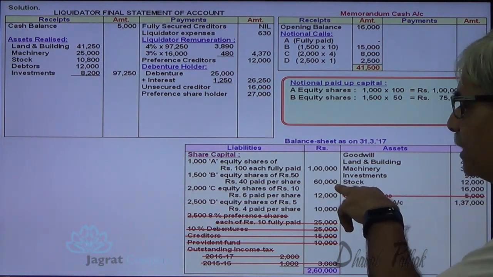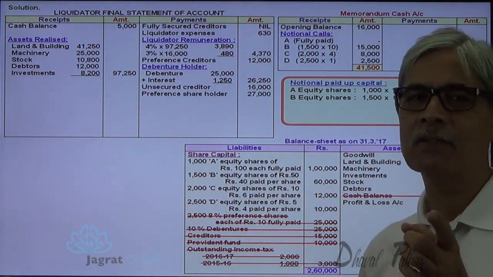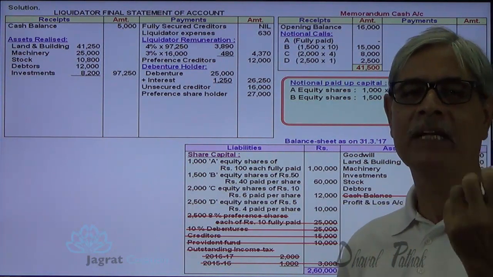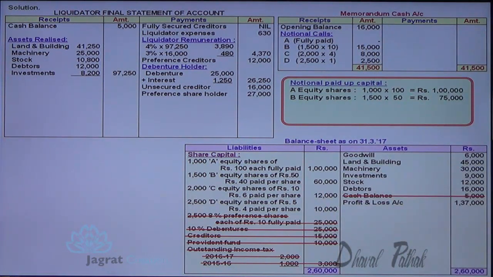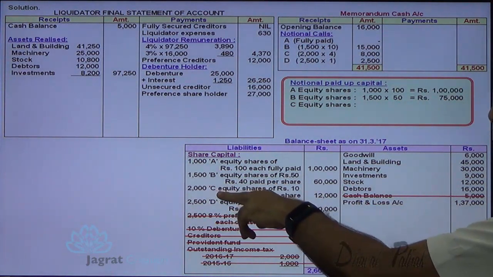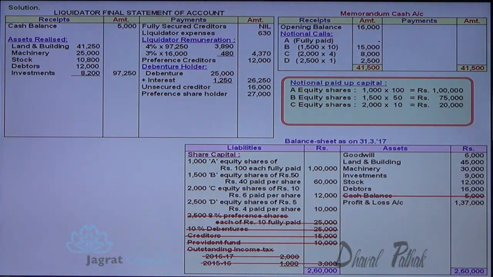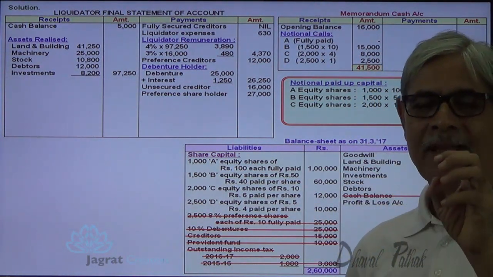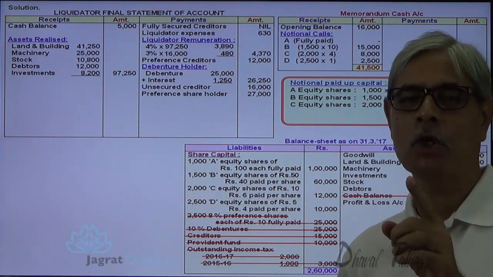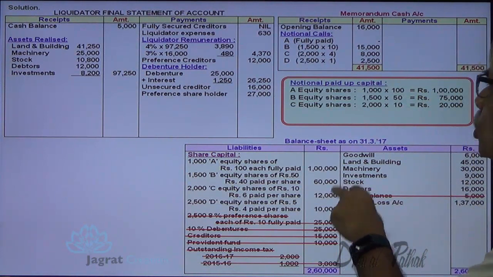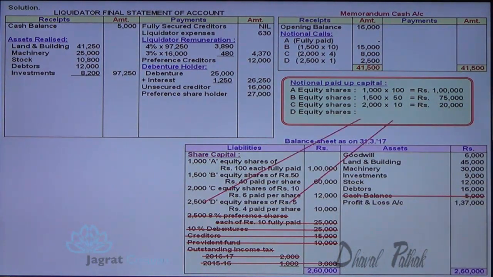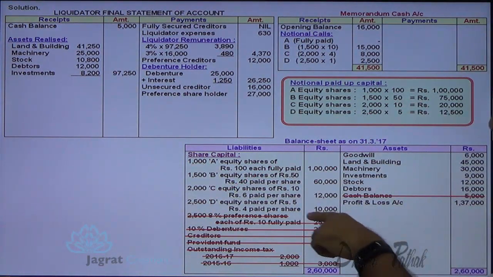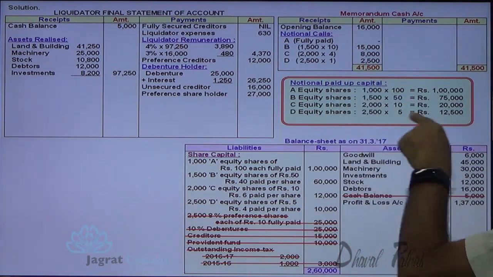Why? They have already paid 60, and notionally I have demanded 15,000. So 60 plus the last call already demanded and assumed to have been received: 60 plus 15, 75,000. 2,000 shares of 10 each, 20,000 if they are fully paid up. They have already paid 12,000. The notional, assumed, imaginary last call, presumed to have been paid, 8,000. So 12,000 plus 8,000, 20,000. And 25,000 shares of 5: they have already paid rupees 4 and 1 rupee is demanded. Now they are fully paid up.